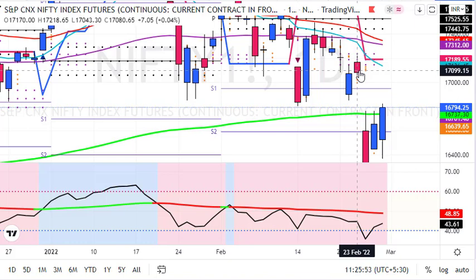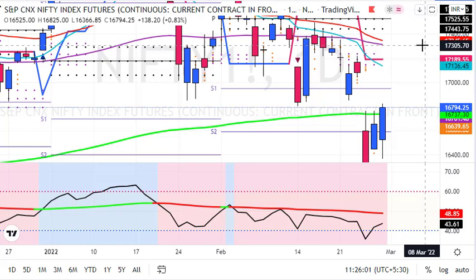Above 16,700, short term traders can keep a long view on the market, and our first target will be 17,100 and then 17,300. These are the targets for short term. Above 16,700, I will keep a bullish bias on the market and keep creating long positions. My strategy will be buy on dips with a strict stop loss below 16,700. On the upside, my first target will be 17,100 and then 17,300 will be the next target zone.